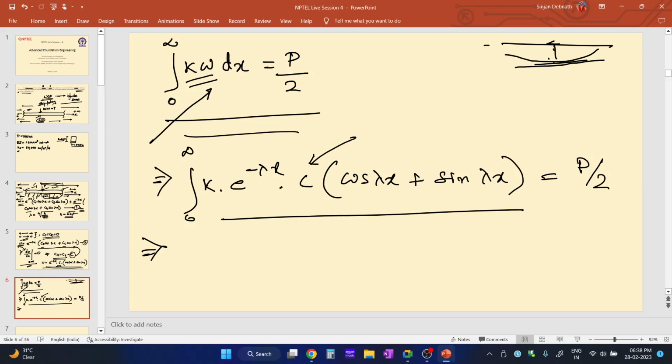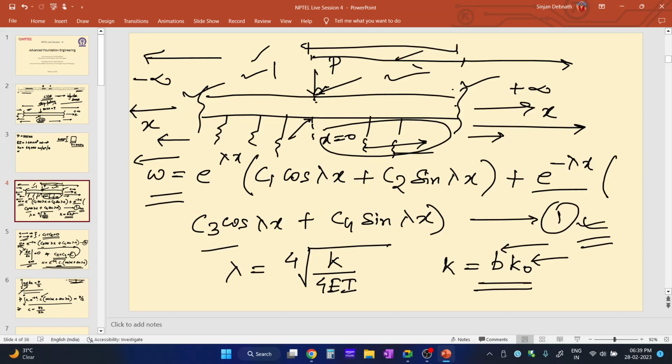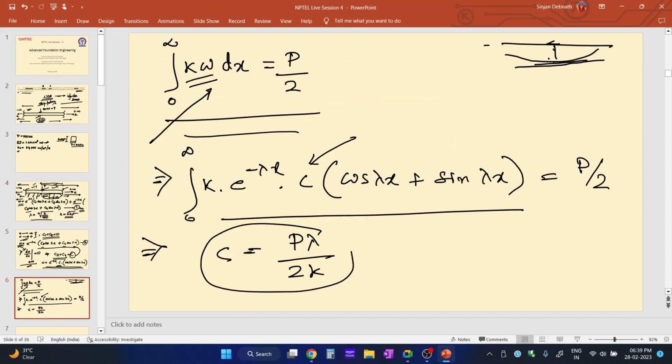So the constant that we are trying to get, the constant will be P lambda by 2k. We know what lambda is. Lambda is the fourth root of k by 4 EI. So this will be the value of the constant, c, that we are trying to find out.